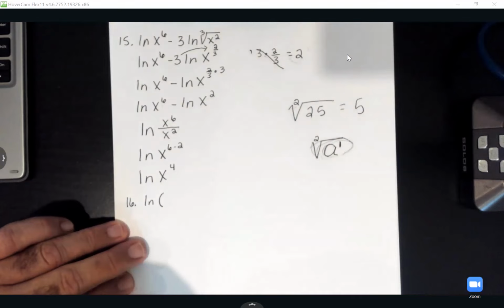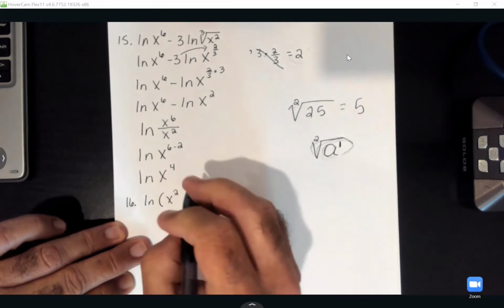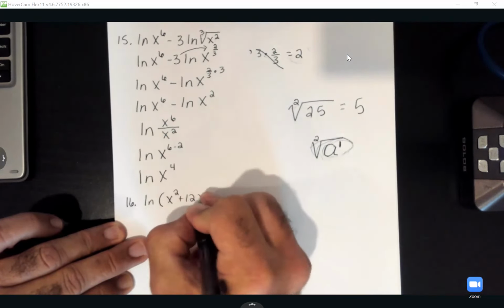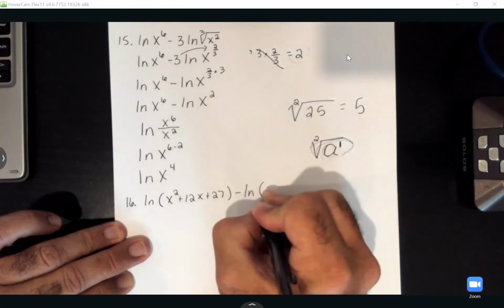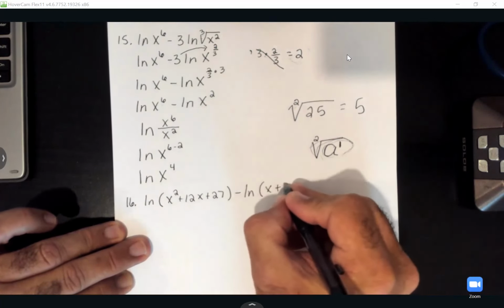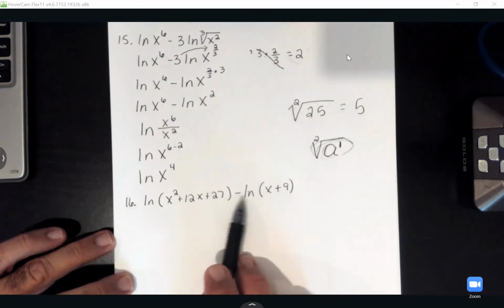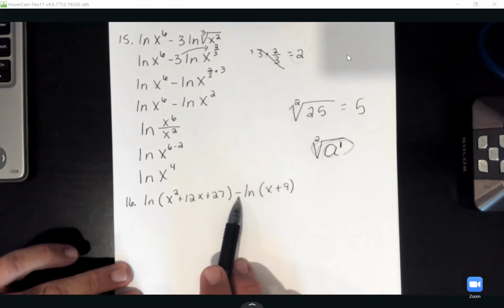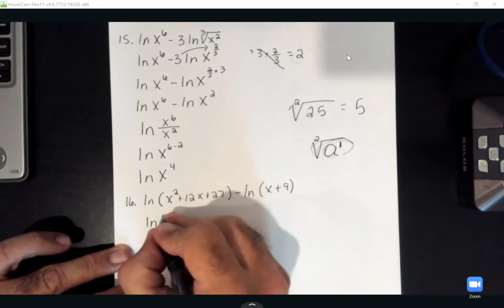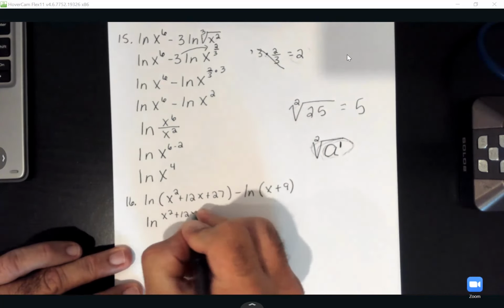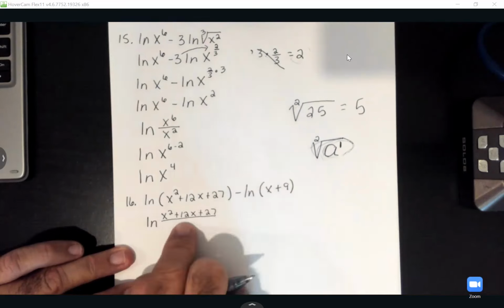All righty, y'all. So the last one, there's 2 of these. So this one says ln of x squared plus 12x plus 27 minus the ln of x plus 9. Y'all, if you notice at the moment, ain't nothing I can do inside either one of these parentheses. So I'm going to rewrite subtraction as a quotient. On top will be my x squared plus 12x plus 27. The factor being subtracted, the x plus 9 goes to the bottom.